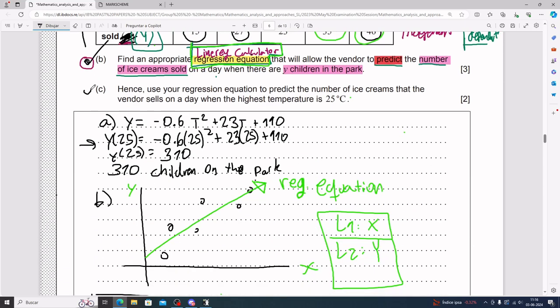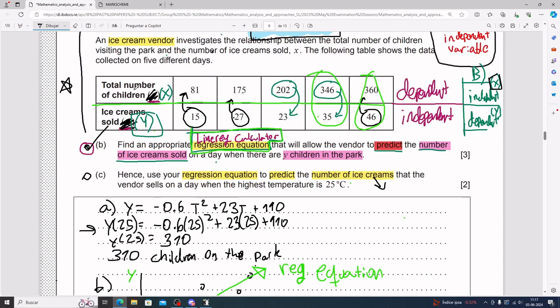And for part C, it's fairly simple. You just need to use this regression equation to predict, what are we predicting? The number of ice creams, right? And so we're predicting the number of ice creams. Number of ice creams we said was y, so we're predicting some y.